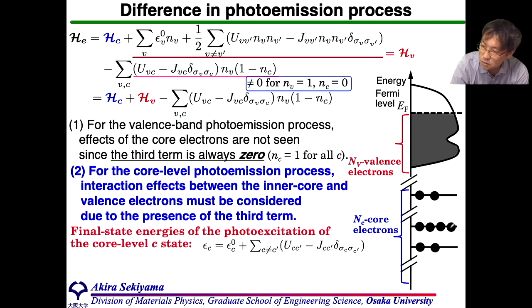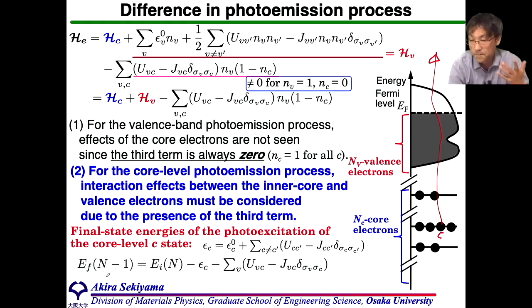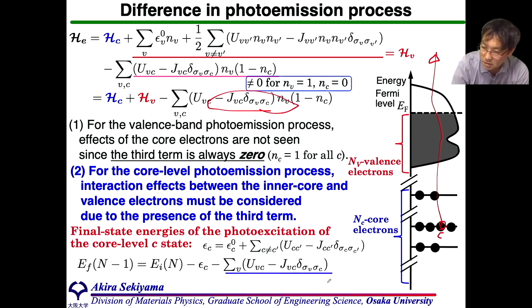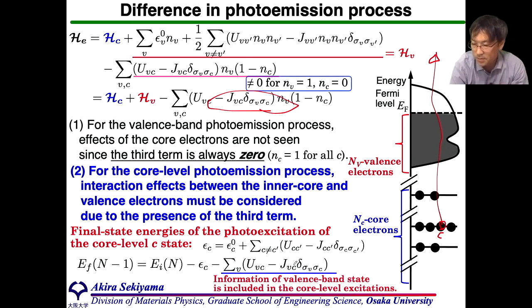Here we assume that this electron is excited, labeled as C. Then the final state, N-1 energy, is expressed by using this formula. We suppose that here we create the hole in this state, then due to this term, Coulomb interaction is switched on between this electron and this core hole. Then this energy is reflected in the core level photoemission spectrum.